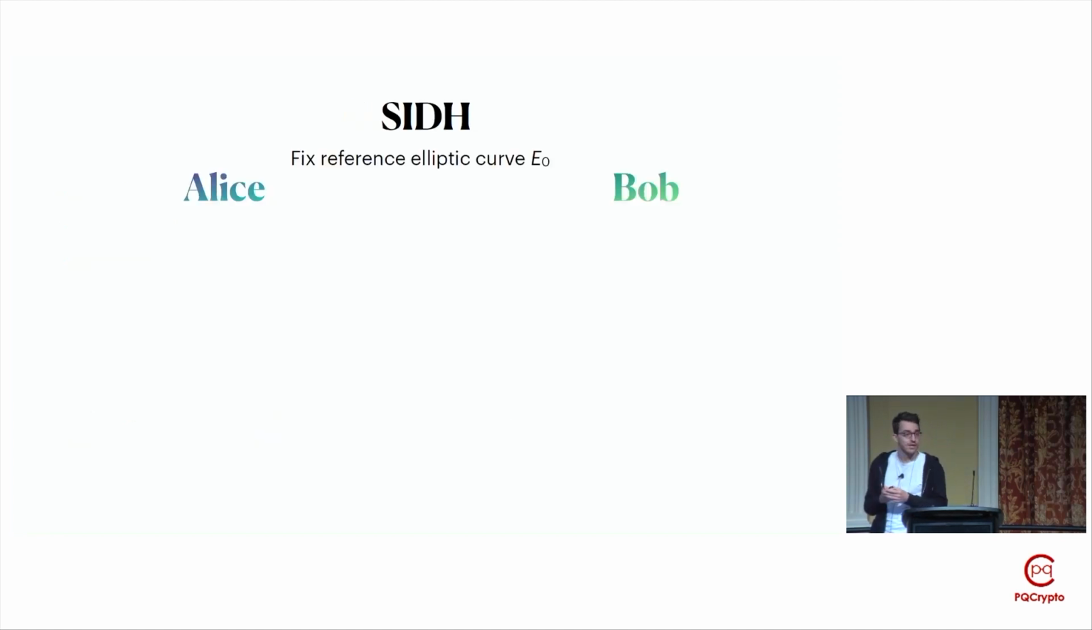So let's get to the key exchange. Here's how SIDH works. You have Alice and Bob, they want to exchange a secret. They fix a reference elliptic curve E0 that's known by everyone. And let's say Alice goes first.